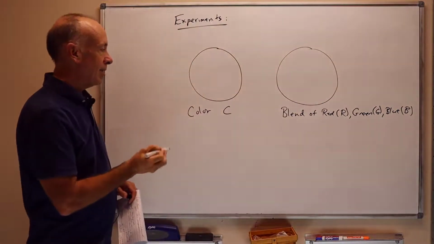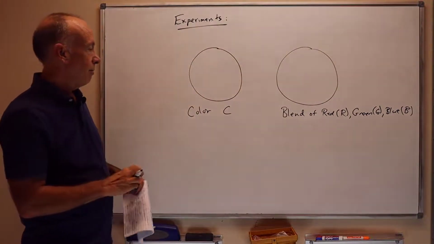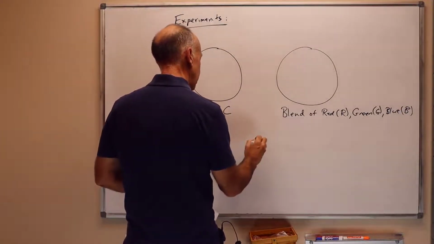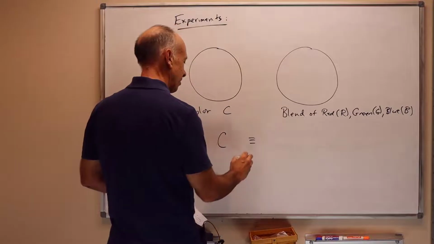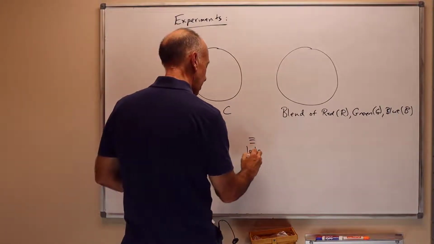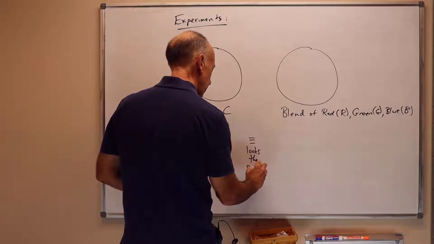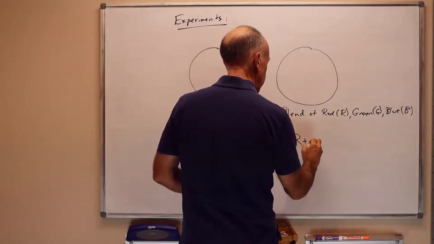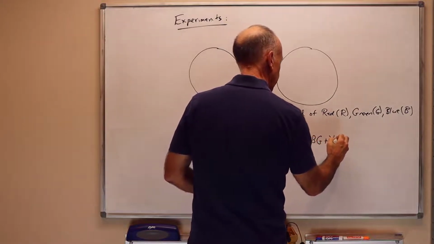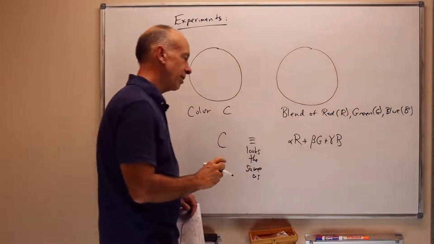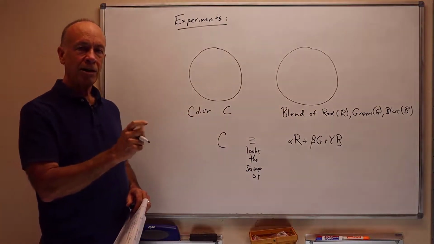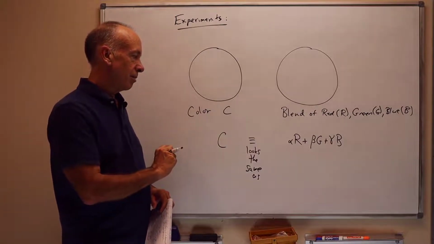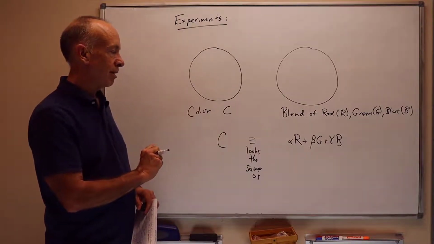And the idea is we want to match the two colors. And so when we do this, we'll want to come up with something like the following. We want to say that color C looks the same, I'll write equals there for sort of looks the same, as some blend. I'll write alpha R plus beta G plus gamma B to say we've got red shining there with relative brightness alpha, green shining there with relative brightness beta, and blue shining there with relative brightness gamma.